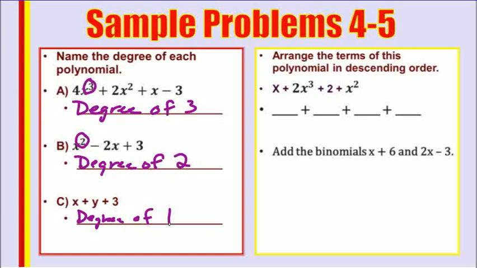Next one, arrange the terms of this polynomial in descending order. So from smallest degree to largest degree. This would be 2 because this has a degree of 0. Then your x has a degree of 1. Then your x squared has a 2. And then you have 2x cubed, which is our biggest degree, has a degree of 3.